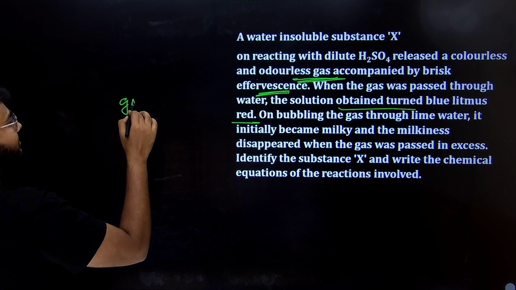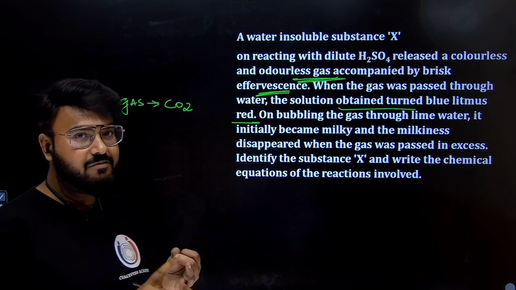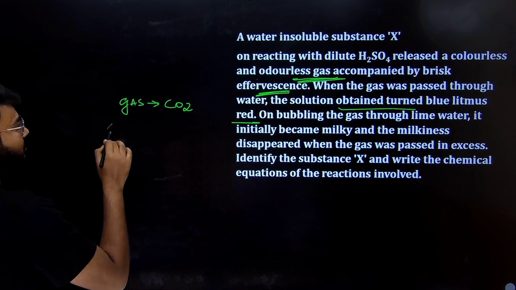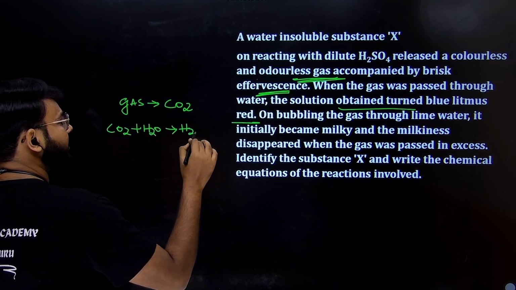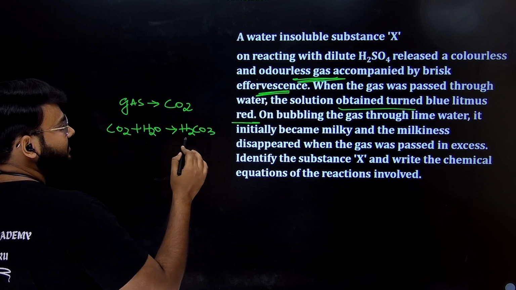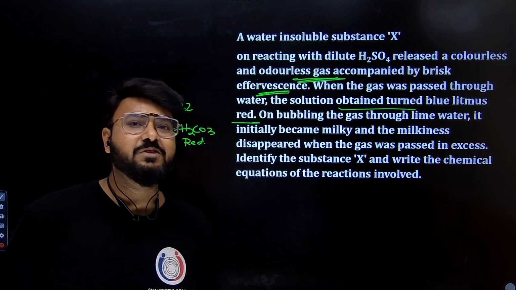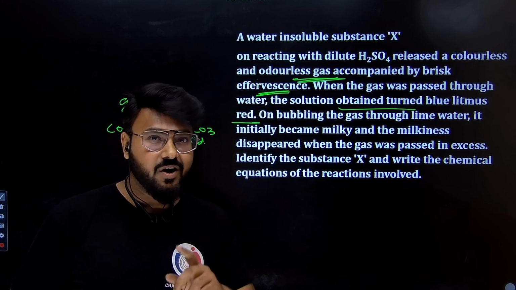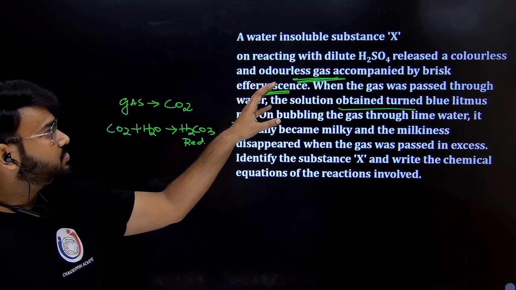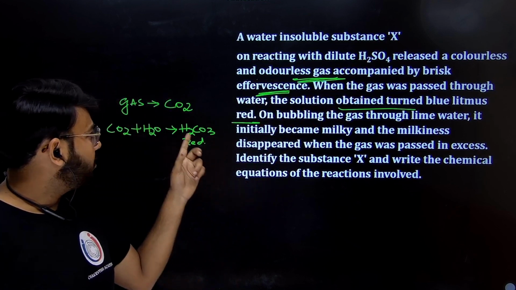The gas is CO2. After so many hints, brisk effervescence, lime water turned milky. Moreover, see, when CO2 reacts with H2O, it forms carbonic acid. This acid turns blue litmus red. Okay, so many confirmations are there. But the question arises, what is that insoluble substance? Now understand that this substance on reacting with the acid forms CO2.